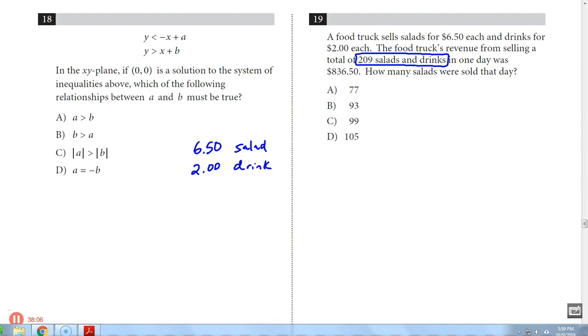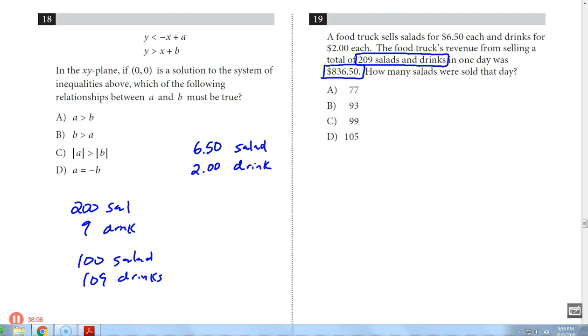So for instance, who knows? It could have been 200 salads and 9 drinks. That could be a possibility. It could be 100 salads and 109 drinks. That could be another possibility. So we don't know how the 209 is made up, but we do know the price that they brought in. So there are a couple different ways to do this. I'm going to go the old school problem solving route, and then I'm going to go the more formal algebra route.